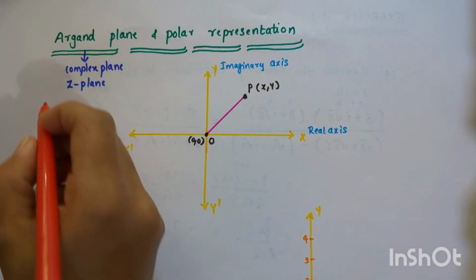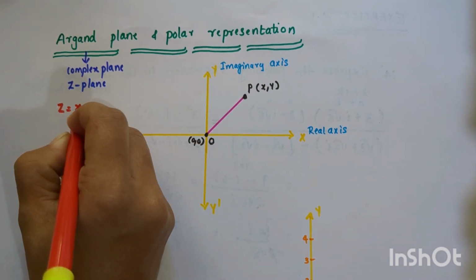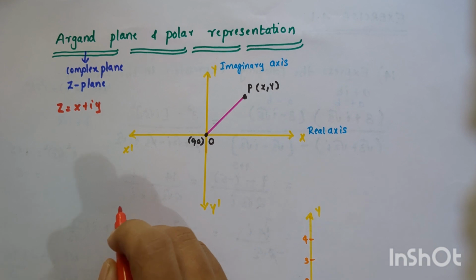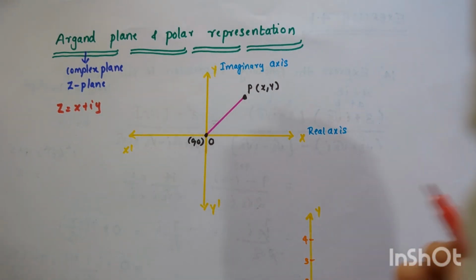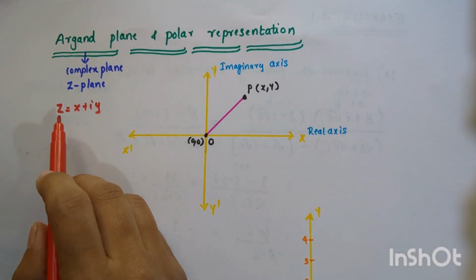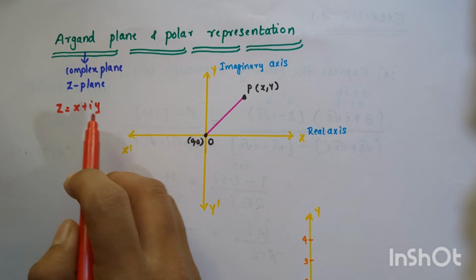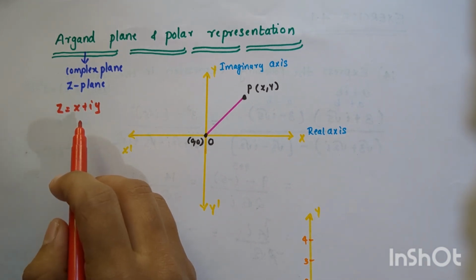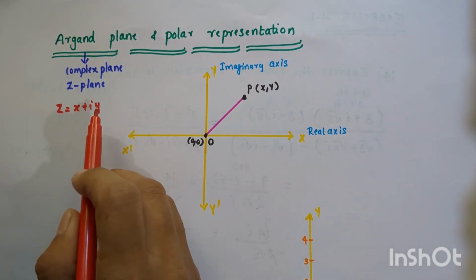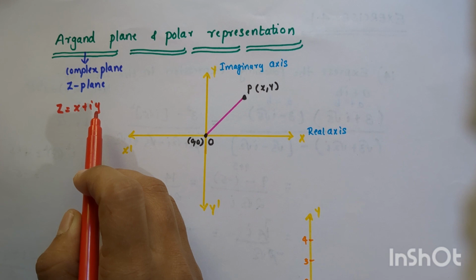Now, the complex number z is equal to x plus iy or a plus ib, anything you can take. So, here I am taking the complex number z is equal to x plus iy. In this complex number, x is the real part and y is the imaginary part.